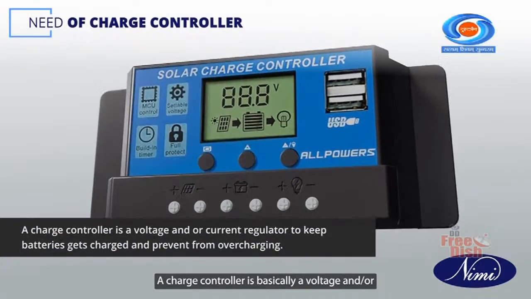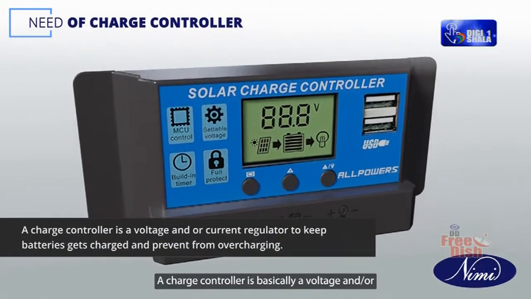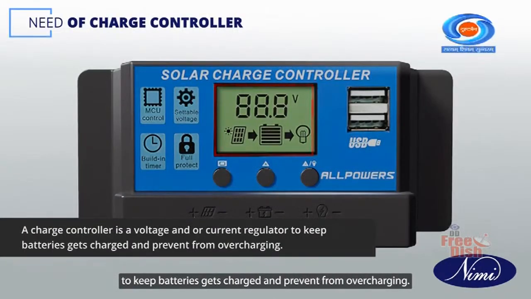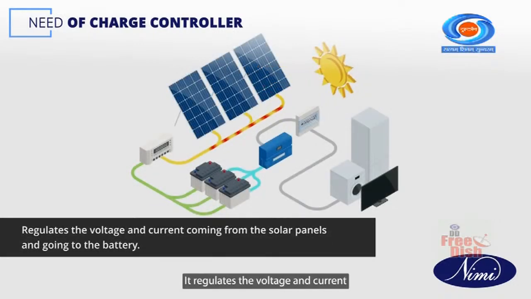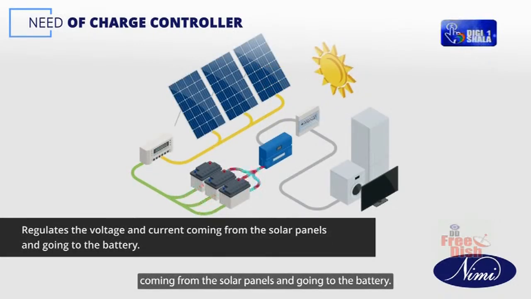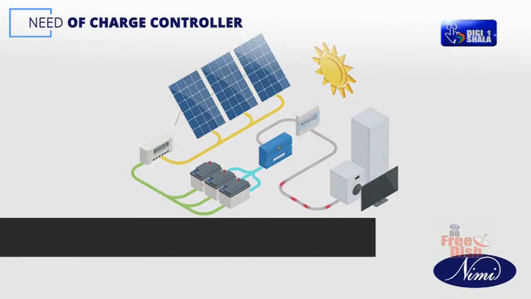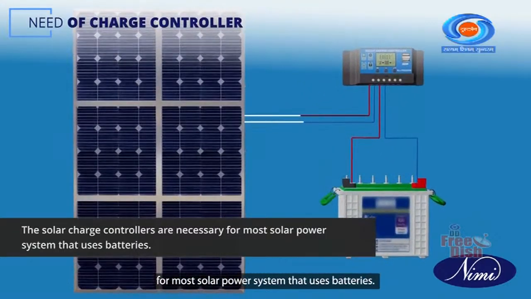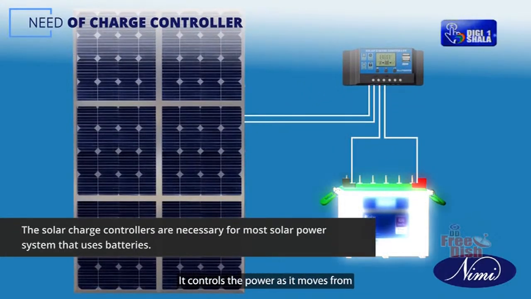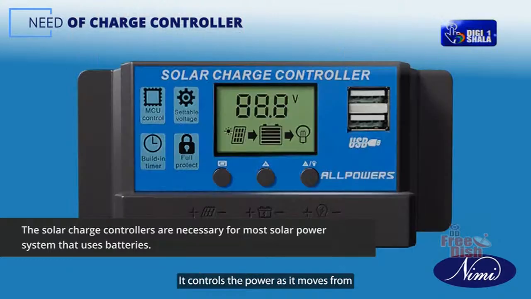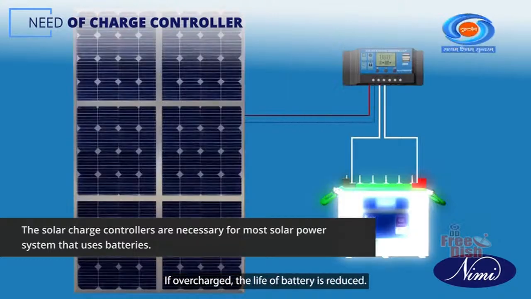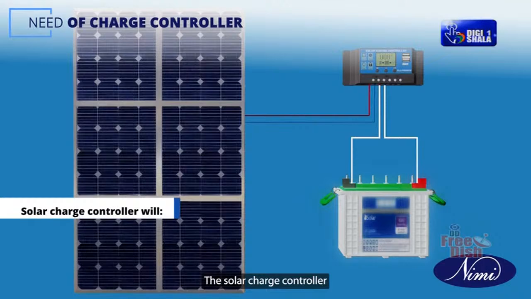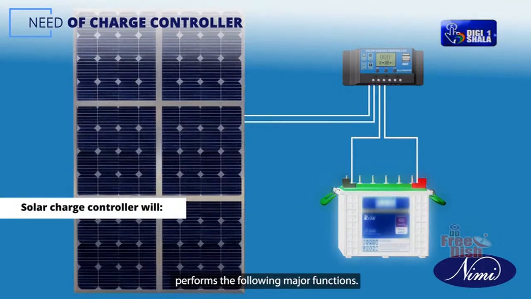A charge controller is basically a voltage and/or current regulator to keep batteries charged and prevent overcharging. It regulates the voltage and current coming from the solar panels and going to the battery. Solar charge controllers are necessary for most solar power systems that use batteries. It controls the power as it moves from the solar panels to the batteries. If overcharged, the life of the battery is reduced. The solar charge controller performs the following major functions.